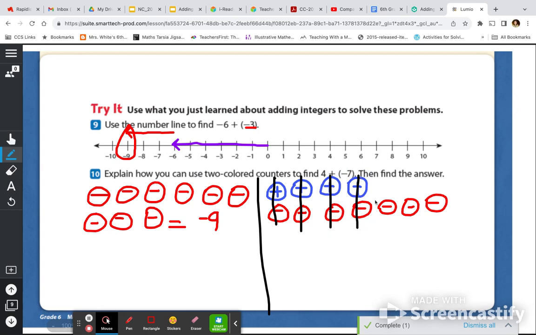And then what am I left with? I have negative 1, negative 2, and negative 3. So the answer to 4 plus negative 7, which is the same problem as 4 minus 7, is what I get again. Whoops, sorry about that. It is negative 1, negative 2, negative 3. So negative 3. Okay. All right.